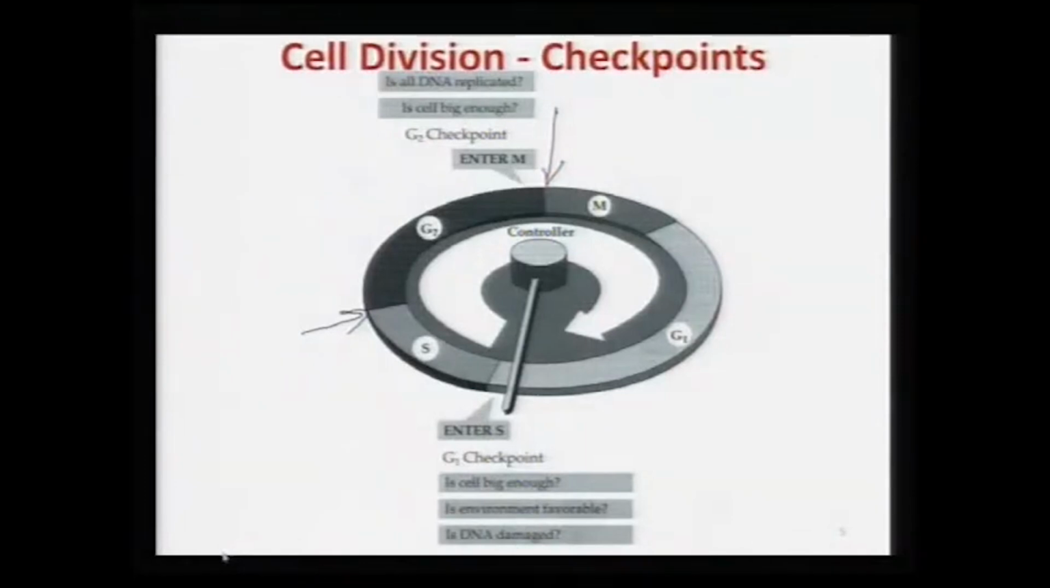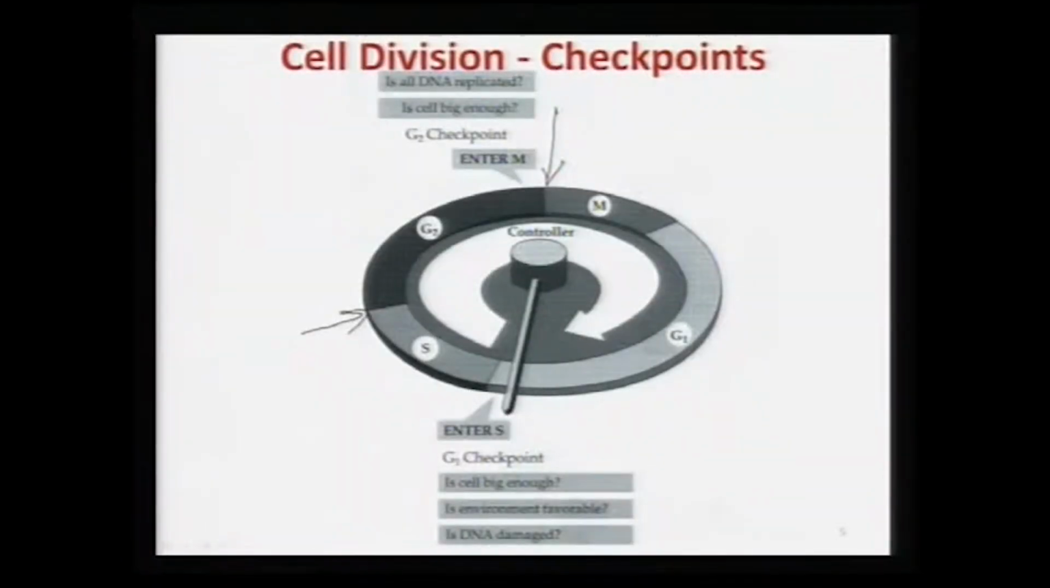Before you enter M, the cells will check whether all the DNA which was available has been replicated. Suppose that initially the DNA was n. The amount of DNA would now be 2n, right? If all the DNAs are replicated, then the cells will enter the mitosis phase and simply divide into 2 daughter cells. Okay, so this is the G2 checkpoint.